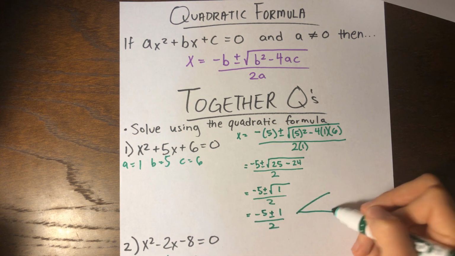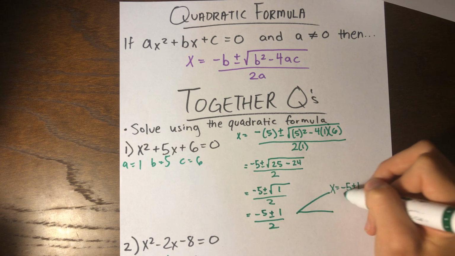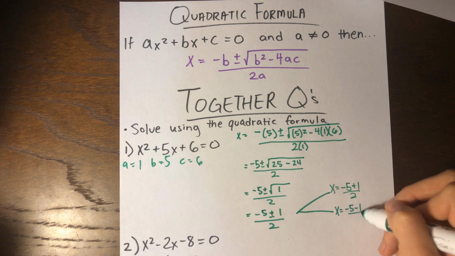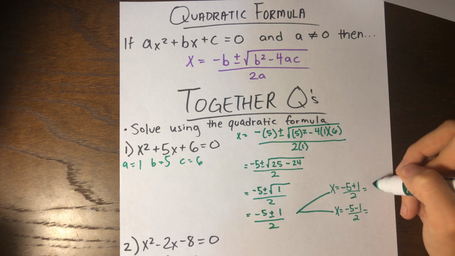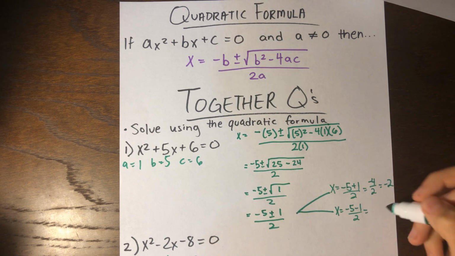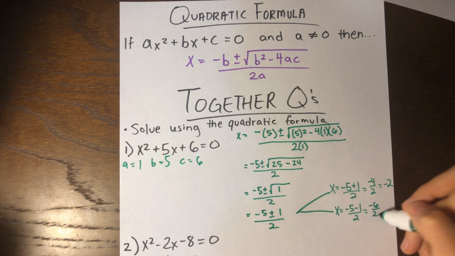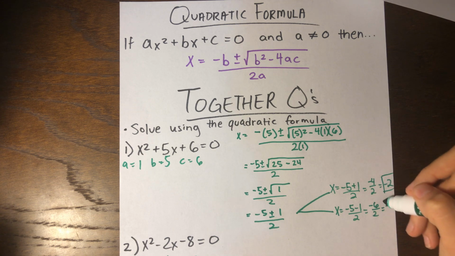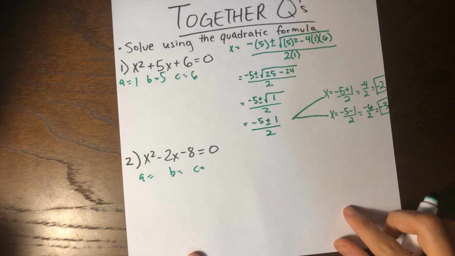Now I'm going to separate these into two answers. x equals negative 5 plus 1 over 2, and then x equals negative 5 minus 1 over 2. So negative 5 plus 1 is negative 4, divided by 2, negative 2. Negative 5 minus 1 is negative 6 over 2, negative 3. So my answers are negative 2 and negative 3. Okay? Moving on to the next one.